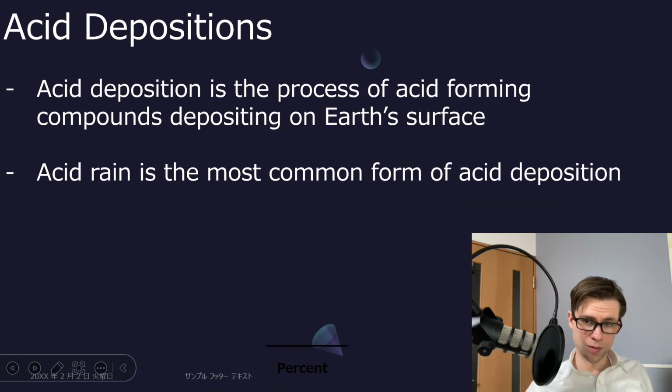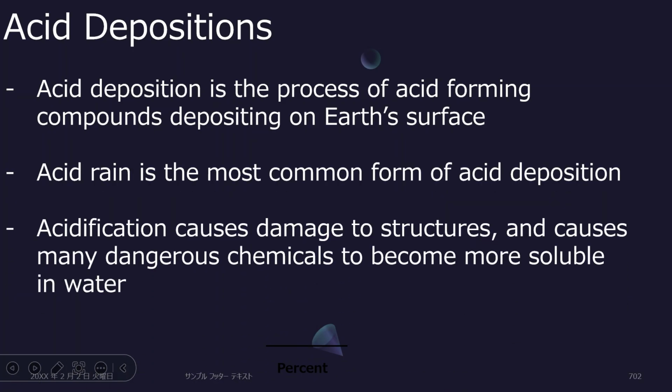Acid rain is the most common form of acid deposition. Acidification is basically just something being hit by acid rain and having a low pH solution on it. This will cause damage to structures and causes many dangerous chemicals to become more soluble in water.